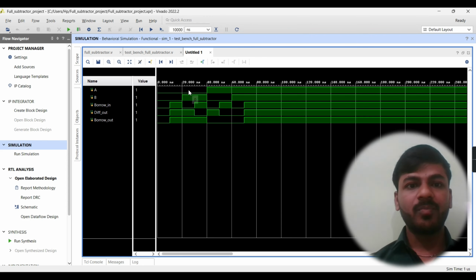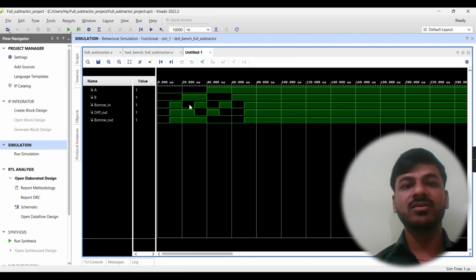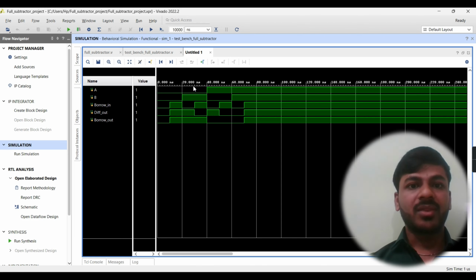Again A is low and B is high and borrow in is low. So again it is 0 minus 1. Directly we can't subtract 1 from 0, so my difference out is 1 but with borrow out. So again here my borrow out and difference out both are high. Now A is low and B is high and borrow in is high, so 1 minus 1 is 0, that means difference out is 0 but borrow out is high.